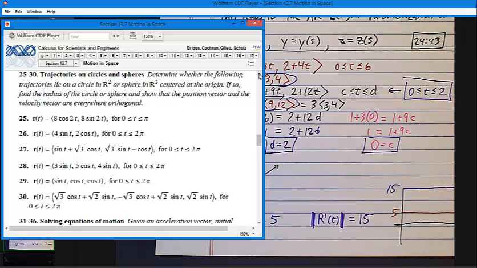Okay. Determine whether the following trajectories lie on a circle in R2 or a sphere in R3. If so, find the radius of the circle or sphere and show that the position vector and the velocity vector are everywhere orthogonal. Wow. If you solved problem 30 correctly, you didn't know this, but you were learning the next section. You're learning about curvature. It turns out that this circle you're trying to find, or this sphere you're trying to find, is called the osculating circle or sphere. So I'll come back to that maybe after we work on it.